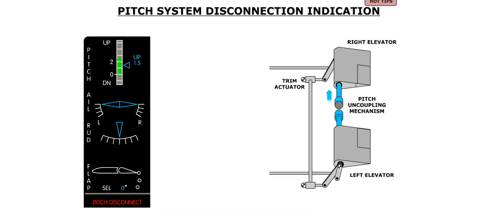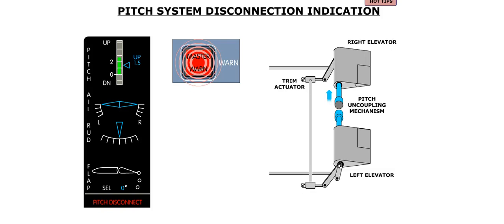If the pitch system is disconnected, the red pitch disconnect message is displayed on the EWD. In addition, both master warning lights will flash, and the continuous repetitive chime, or CRC, will sound.